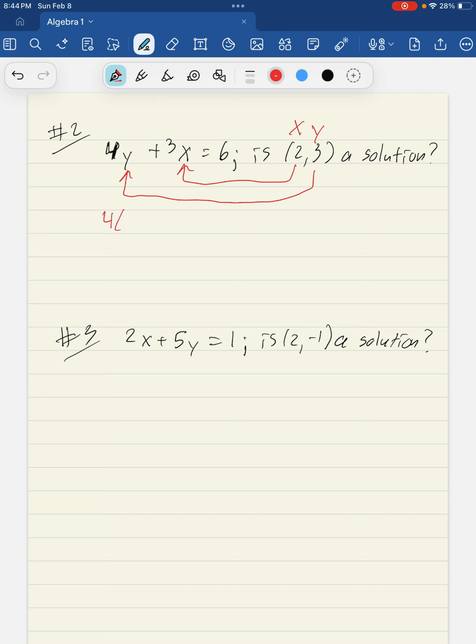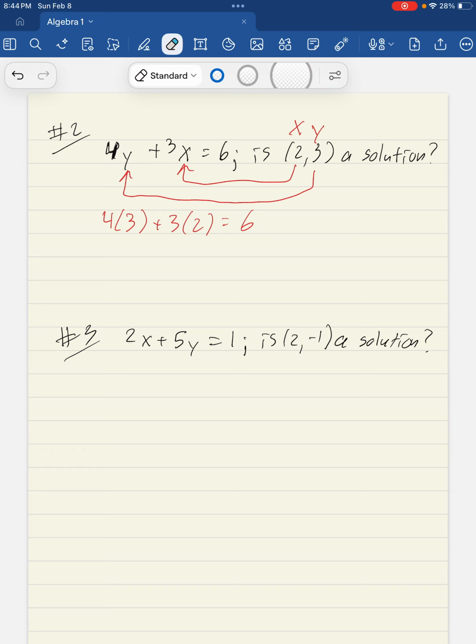We have 4 times 3 plus 3 times 2 equals 6. And we just substitute those in. My problem is not written correctly. That should be a minus in there, and that's going to change my whole problem here. Let me fix that. If that's a minus and that's a minus, now we're ready to go.